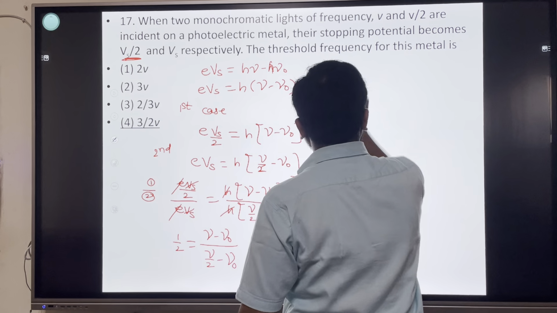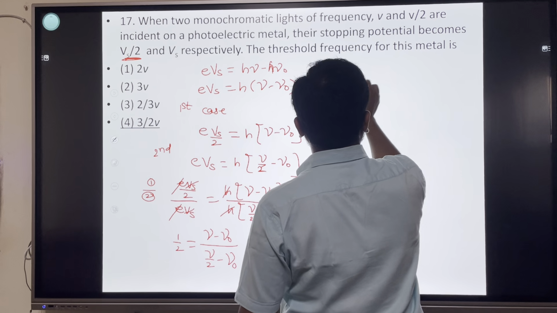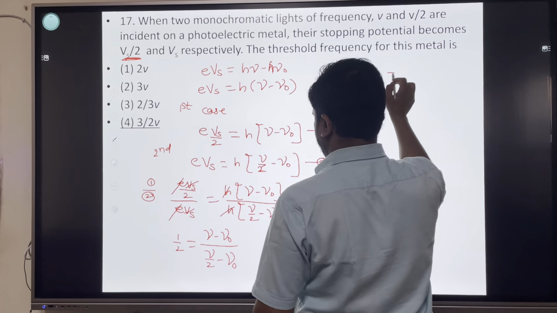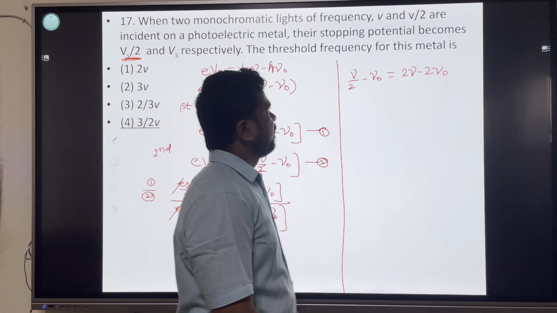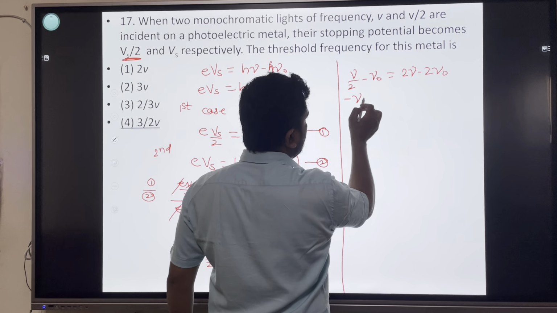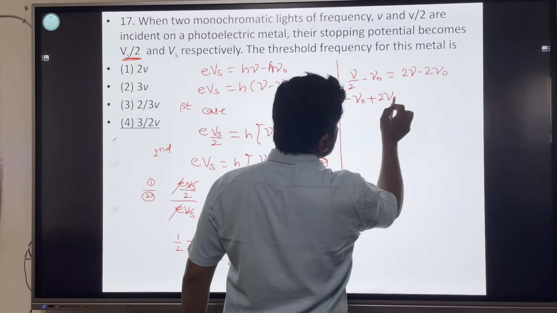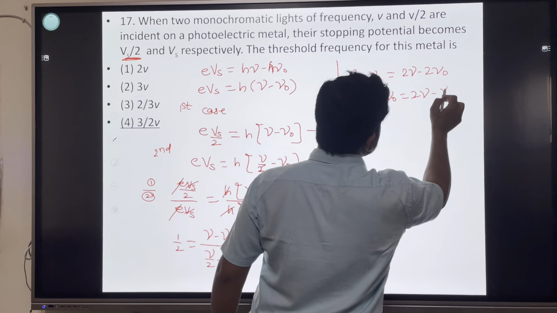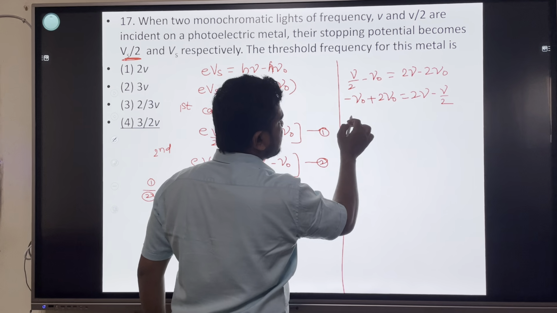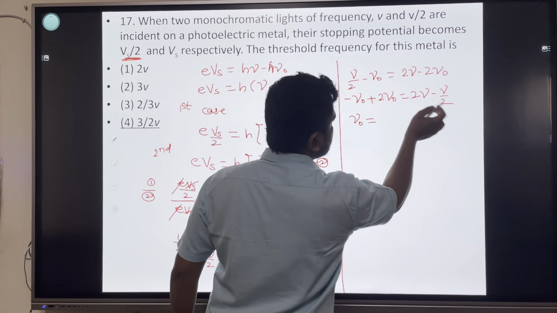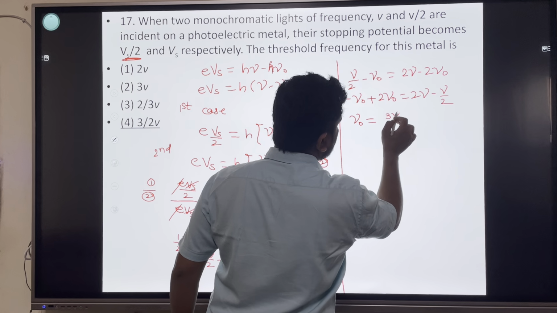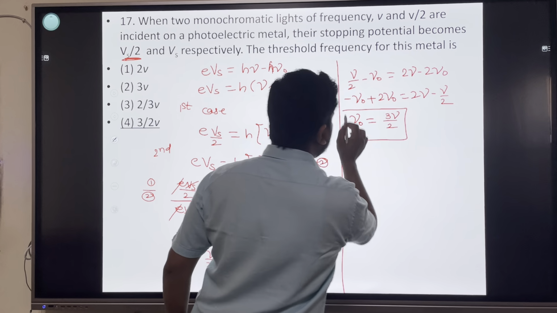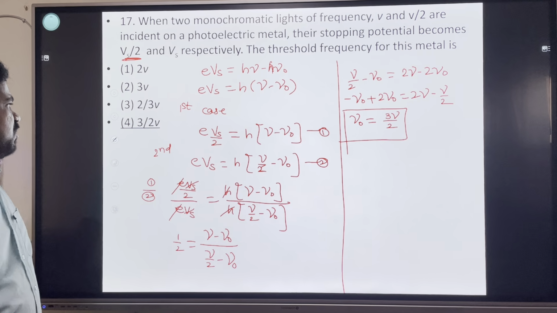Cross multiplication है. Nu upon 2 minus nu 0 is equals to 2 nu minus 2 nu 0. Minus nu 0 plus 2 nu 0 is equals to 2 nu minus nu upon 2. Subtraction, nu 0, threshold frequency, 2, 4 minus 1, 3 nu upon 2. Threshold frequency is 3 nu upon 2.